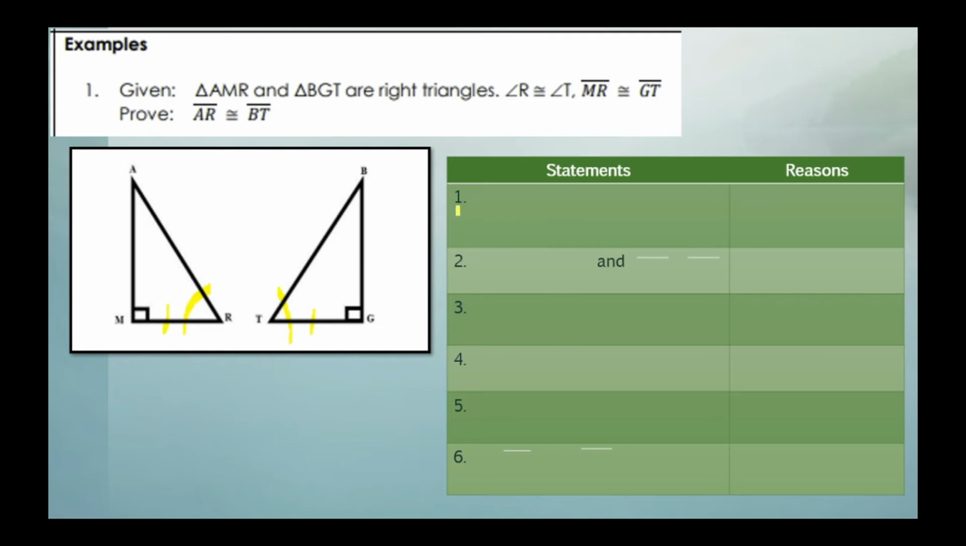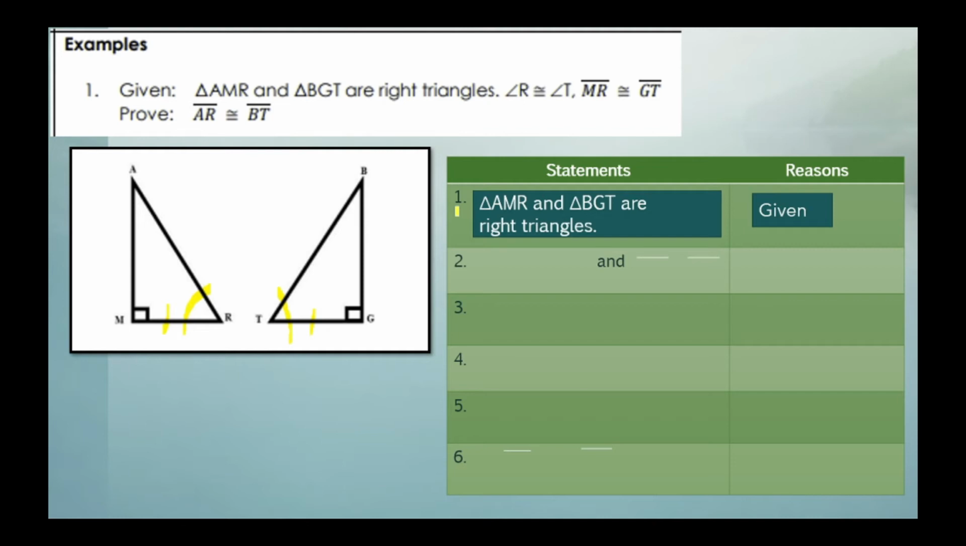So for statement number 1, that is always our given. So triangle AMR and triangle BGT are right triangles. So the reason, that is given. And then we have another statement that is given. So we are going to write that on statement number 2. Angle R is congruent to angle T, and MR or segment MR is congruent to segment GT. So that is also given.